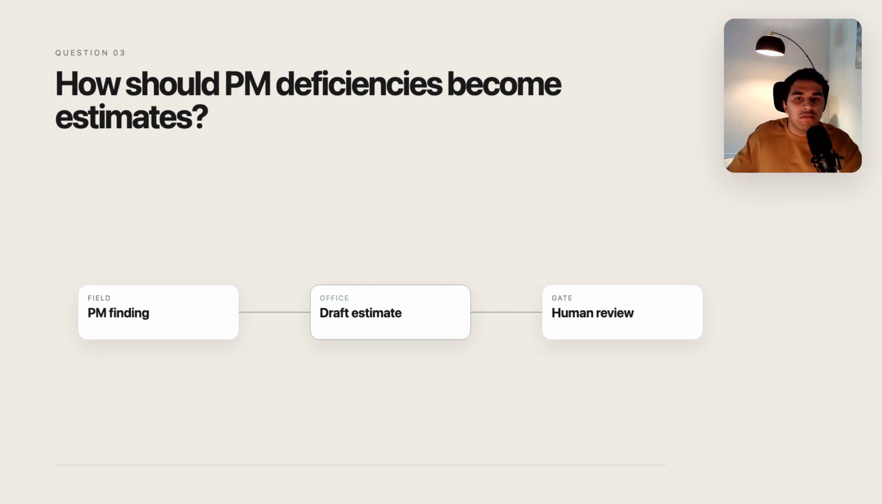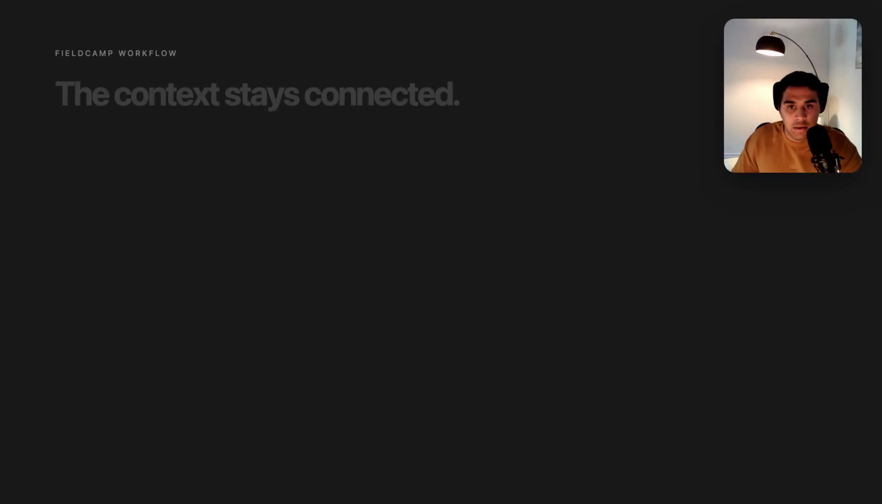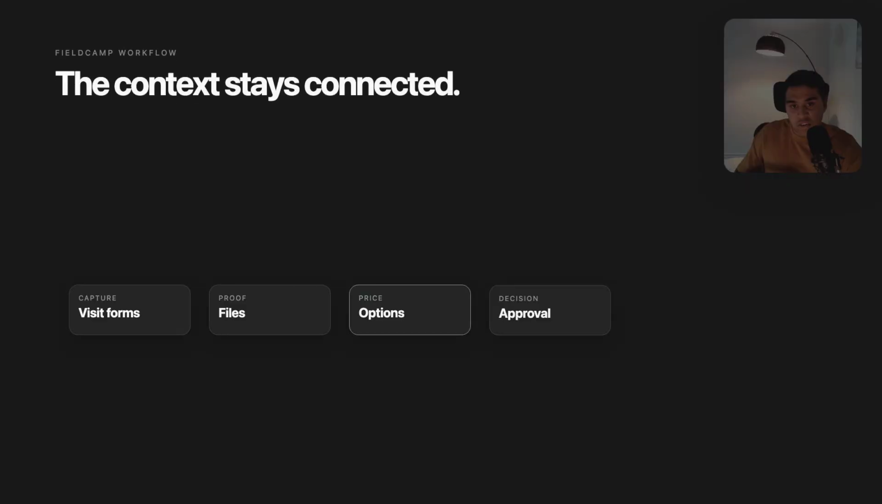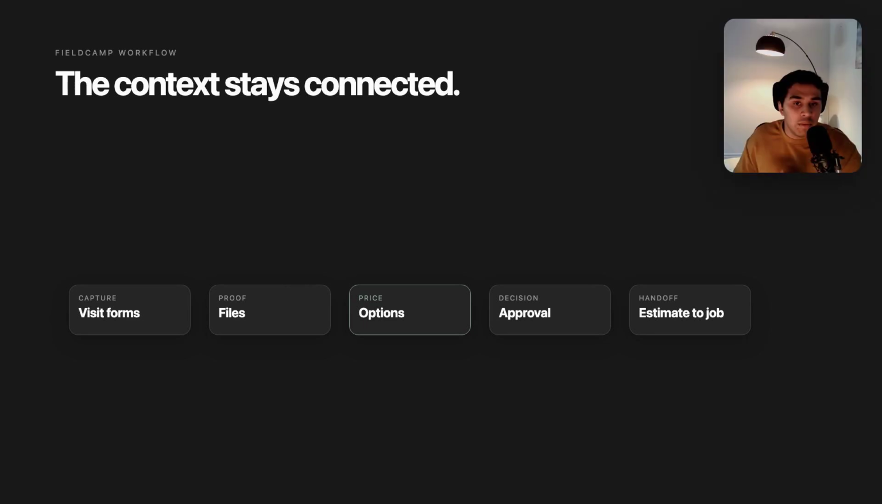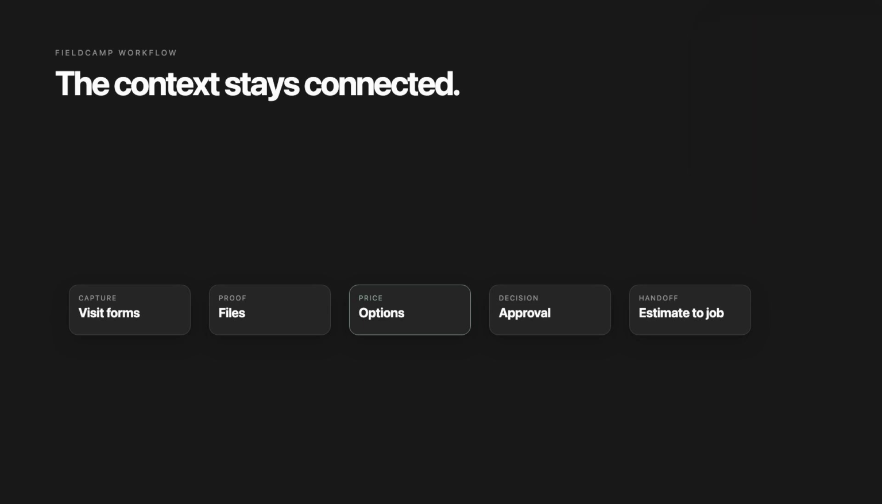The third question is, how should PM deficiencies turn into estimates? Capture the finding on the visit, keep the evidence on the service record, create the draft estimate from the PM job, then require a human to check the price and scope before sending it. FieldCamp supports visit forms, files, job to estimate conversion, line items and multi-options, customer approval and approved estimate to job conversion. So the commercial site and the equipment model is configured around the contractor.